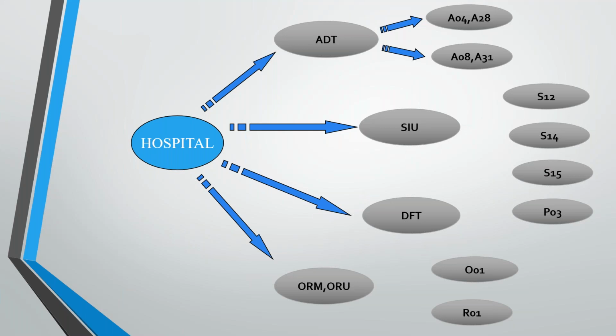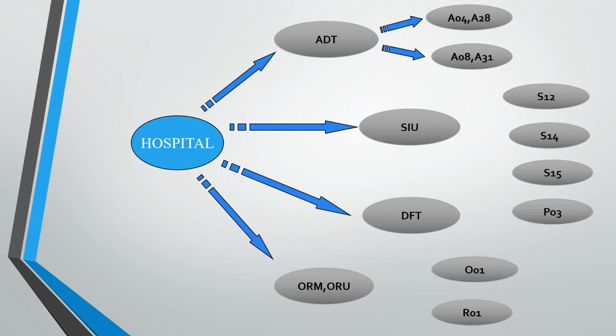Alternately, another event within the same ADT message type is A28. So this event type represents new patient registration as well. And we have ADT A08 and A31, which represent update of existing patient information.